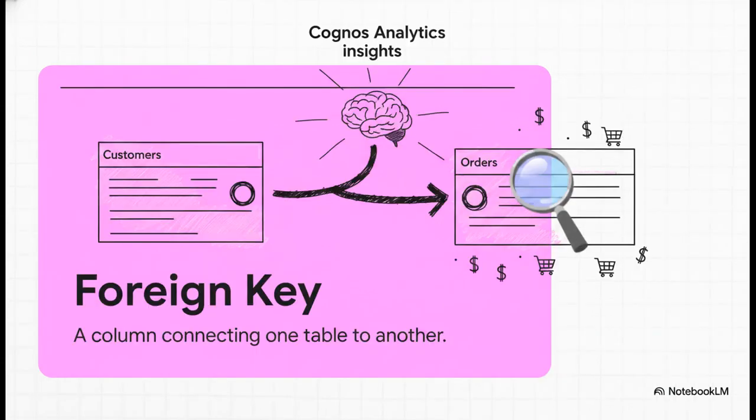Then we link that exact primary key over to a foreign key in the orders table. This perfectly connects Aman to his $500 purchase. The foreign key acts as a sturdy bridge between the two tables, telling Cognos exactly which orders belong to which specific shopper. It ensures our narrative remains perfectly accurate across different sources.